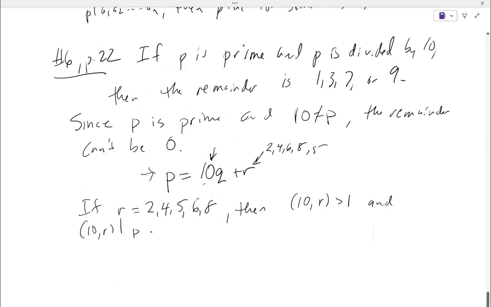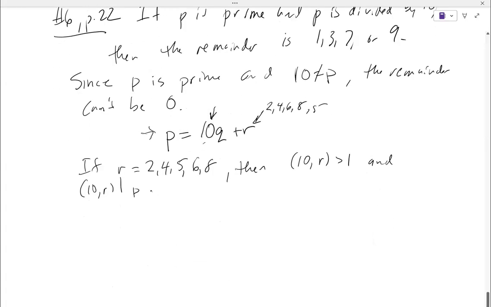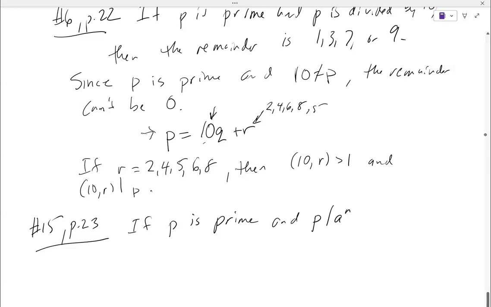All right, let's do another one here. And this actually illustrates the corollary that we talked about a minute ago. This is number 15 on page 23. This one says that if P is prime and P divides A to the N, then, well, it actually asks, is it true that P to the N divides A to the N?